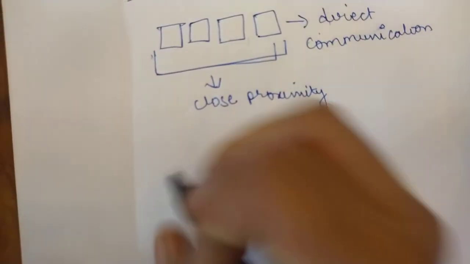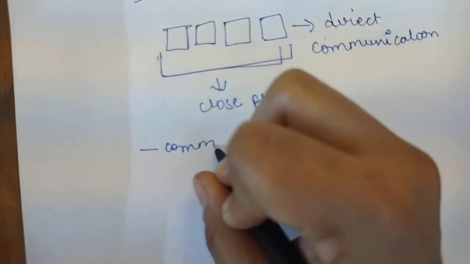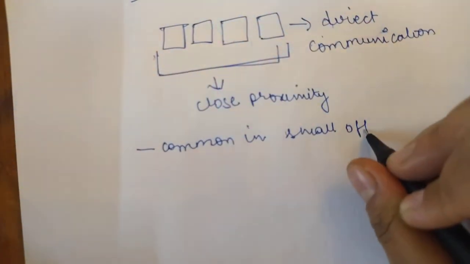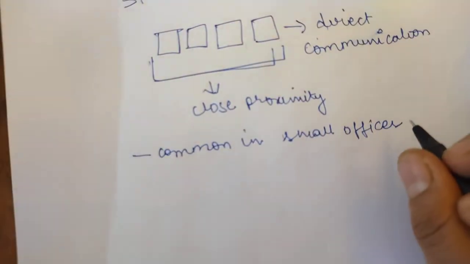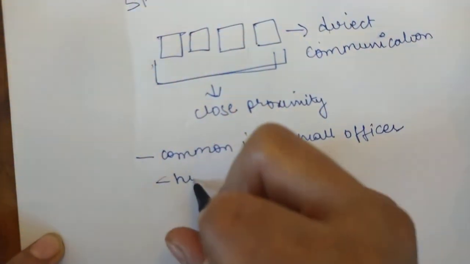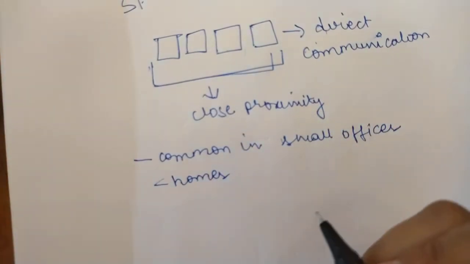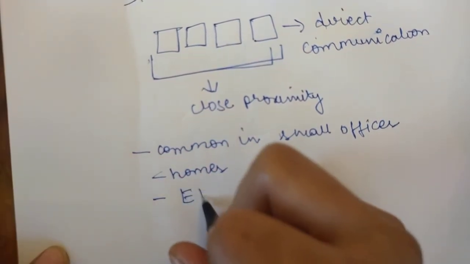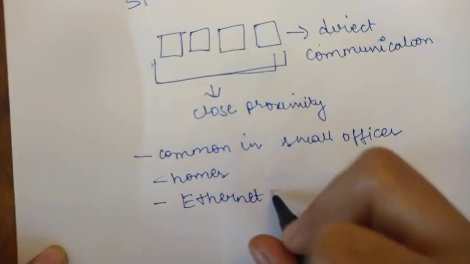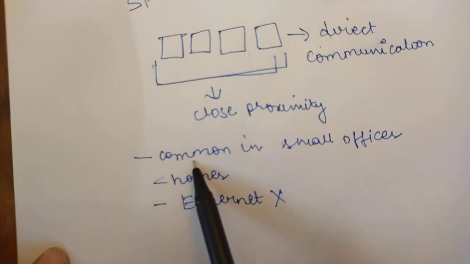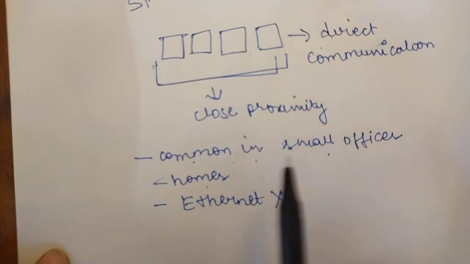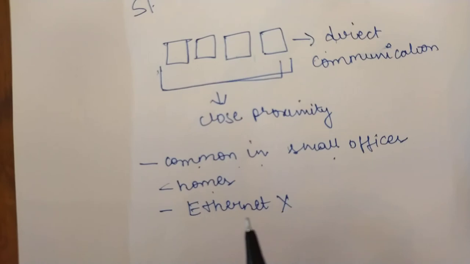Wireless LANs are more common in small offices and homes, wherein installation of Ethernet is a trouble and you do not want Ethernet to be installed. You do not consider it feasible to install Ethernet in small offices or homes where there is short range, where there is communication in a small geographical area. So wireless LANs are preferred more at such places.